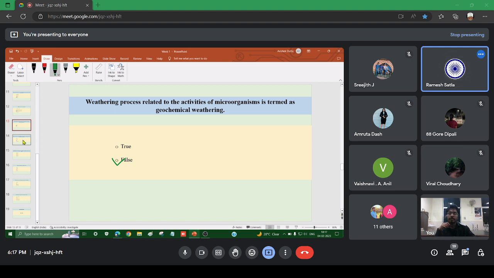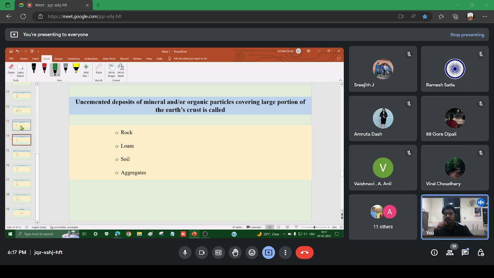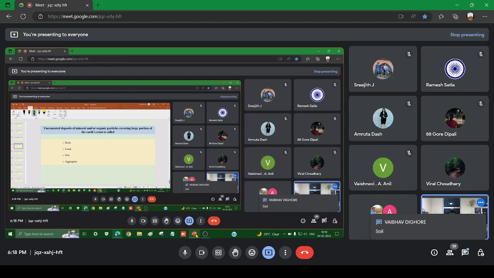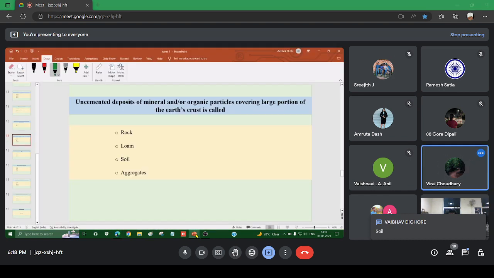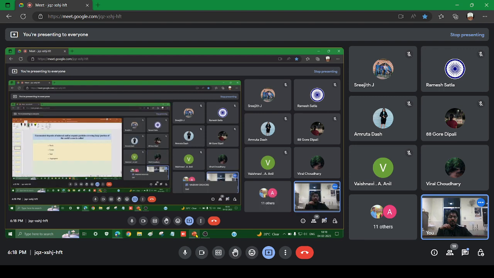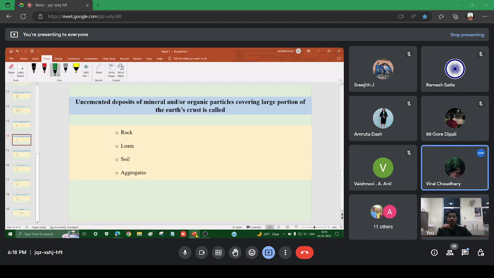Okay, so next question is, the uncemented deposits of mineral and or organic particles covering a large portion of the earth's crust is called? Soil. Yeah, it is soil. Soil and aggregate. No, this is not a multiple select question. This is a multiple choice question. There is only one answer. Either you tell me soil or you tell me aggregates. Soil. Then what are aggregates?